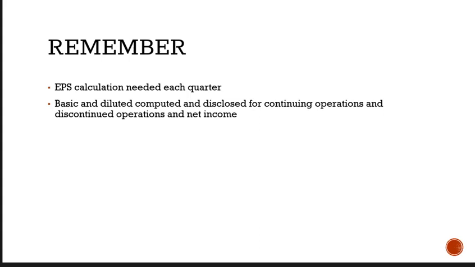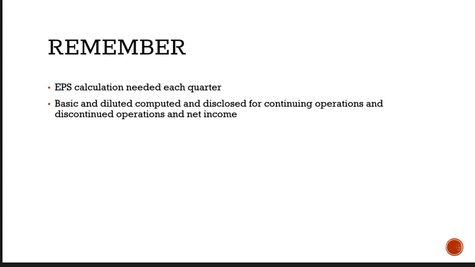If there's no discontinued operations, then you just have to calculate basic and diluted earnings per share for net income. But if you do have discontinued operations, you must do it for continuing operations, discontinued operations, and net income. So you literally could have 6 calculations: basic and diluted for continuing operations, basic and diluted for discontinued operations, and basic and diluted for net income. All of those numbers would have that disclosure.